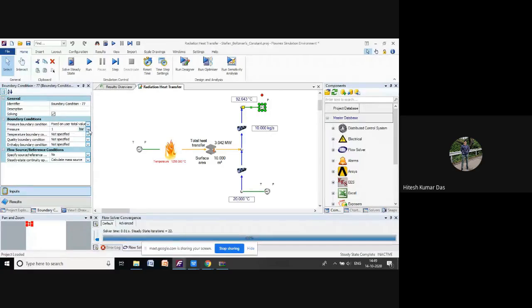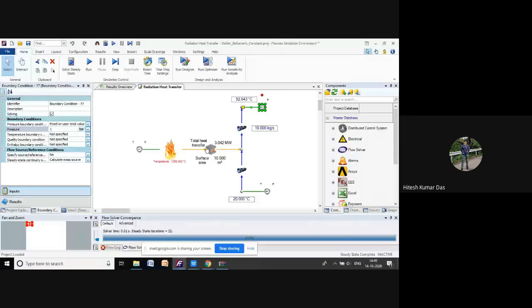You can see here that you can also change all the units: Newton per meter square, Pascal, kilopascal, megapascal, gigapascal. You can choose according to your need. Here we have used bar, so we have assigned 1 bar here.